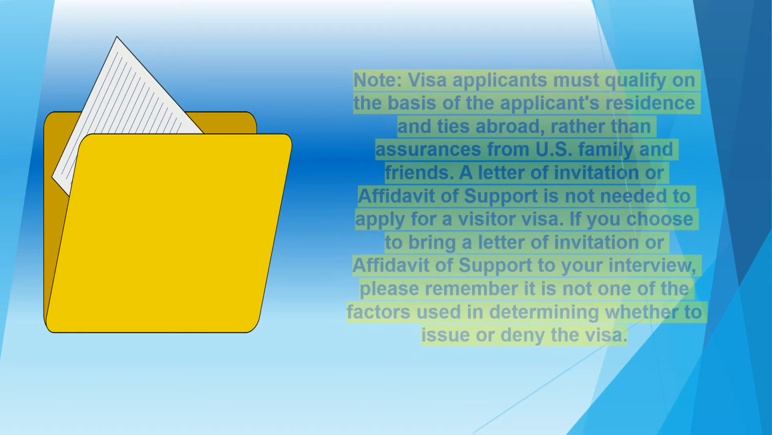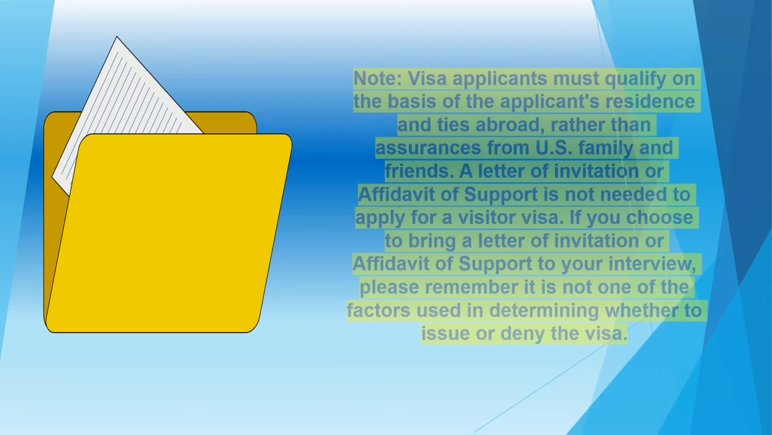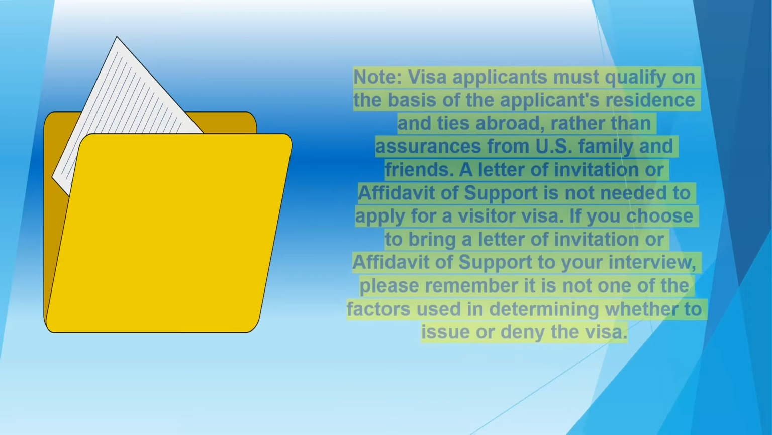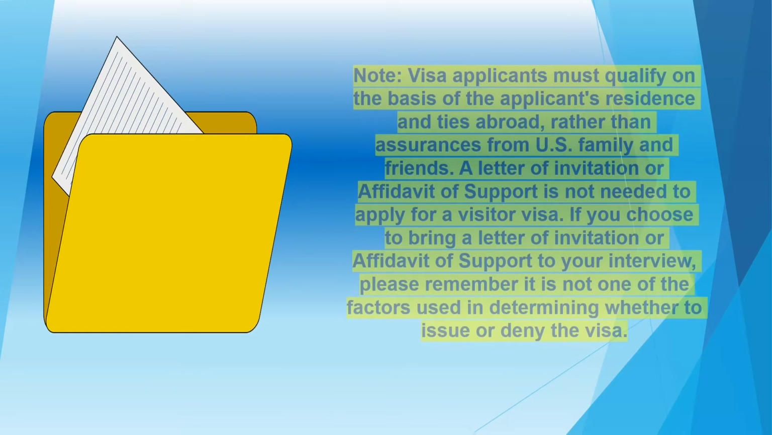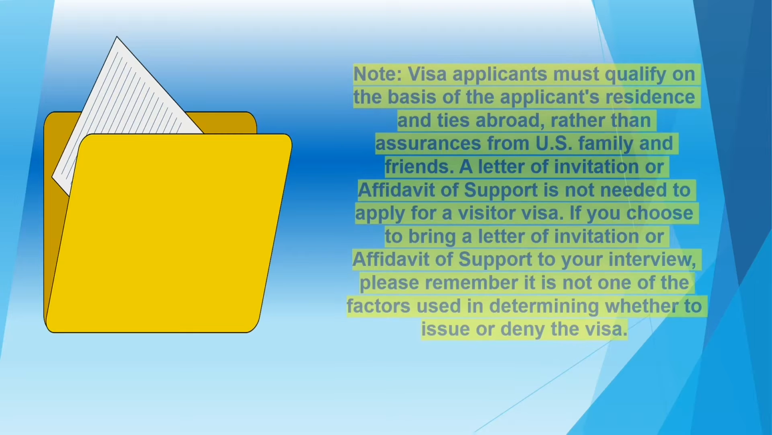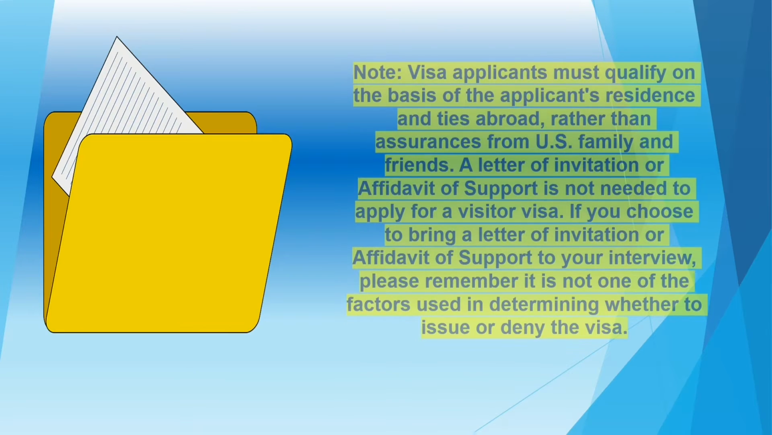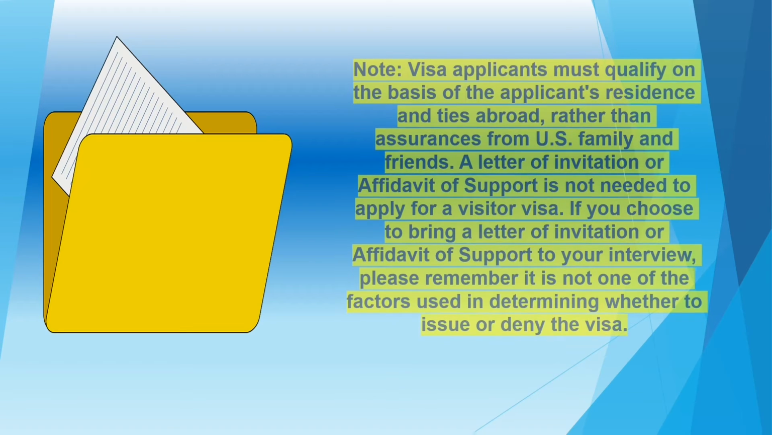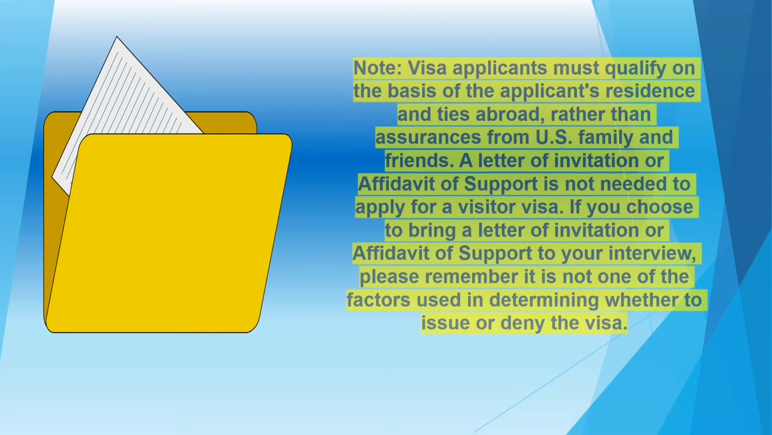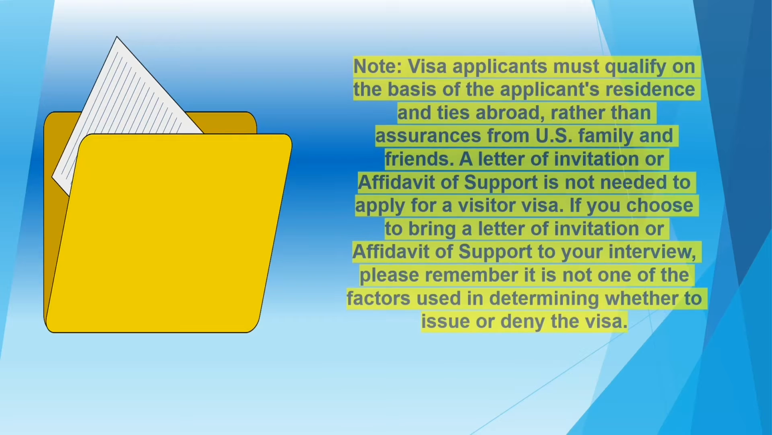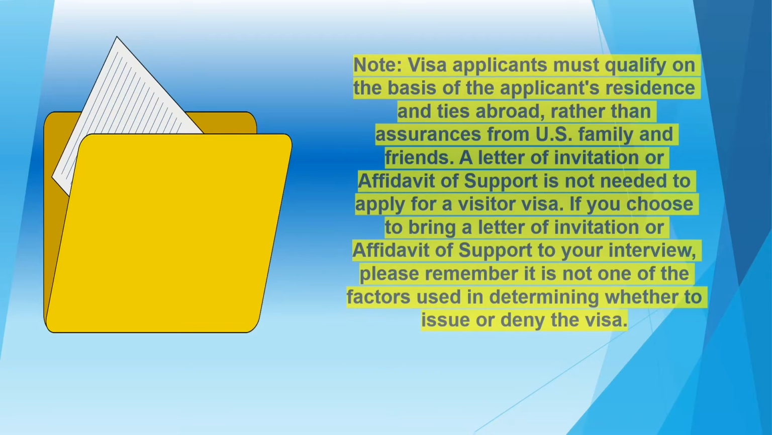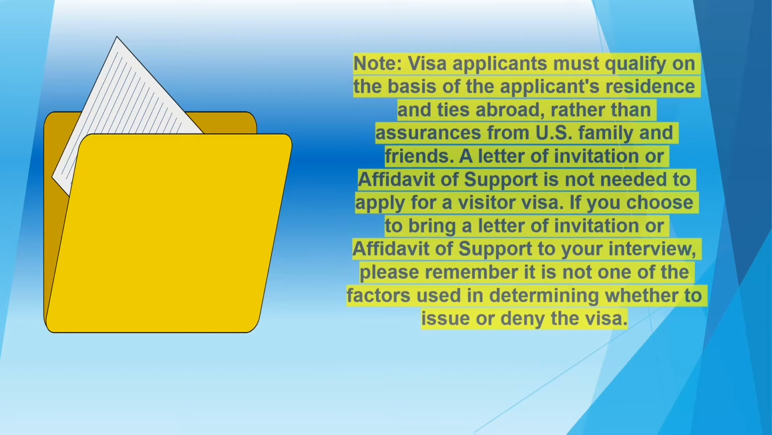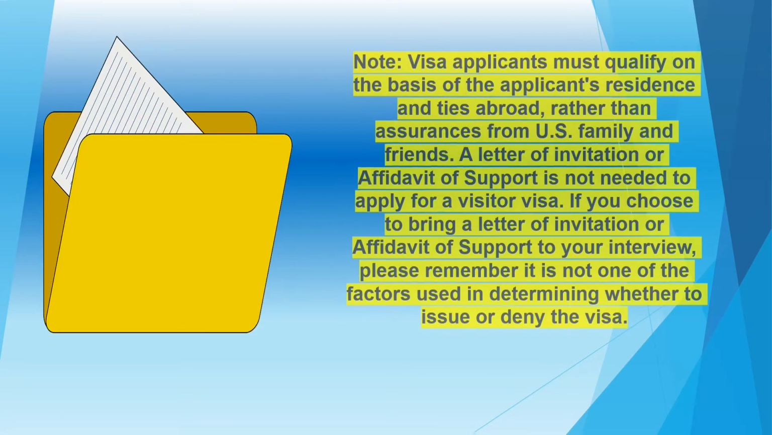Visa applicants must qualify on the basis of the applicant's residence and ties abroad rather than assurances from U.S. family and friends. A letter of invitation or affidavit of support is not needed. However, if you choose to bring this, please remember it is not one of the factors used in determining whether to issue or deny the visa. So that means this is not a guarantee that you will be granted a visa.